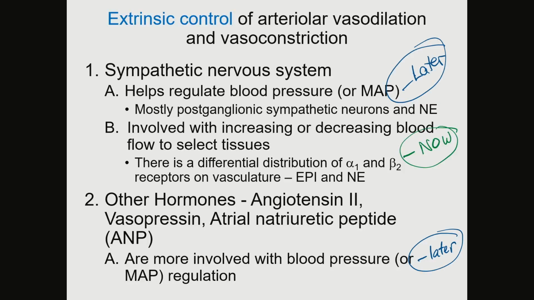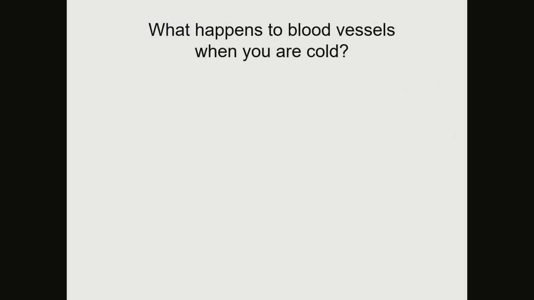And we got to go back to epinephrine, norepinephrine, and all of the receptors that epi and norepi bind to. Specifically, the ones we're talking about here are alpha-1 and beta-2s, because those are the ones on our blood vessels. So what happens to blood vessels when you get cold? Do they constrict or dilate? If I get really cold, my blood vessels are going to constrict.